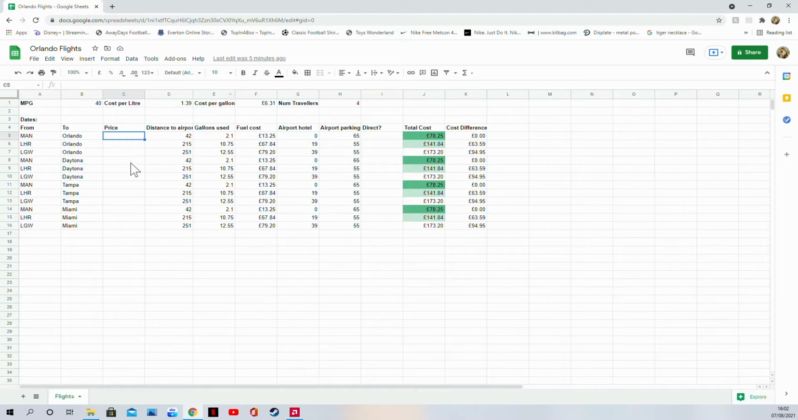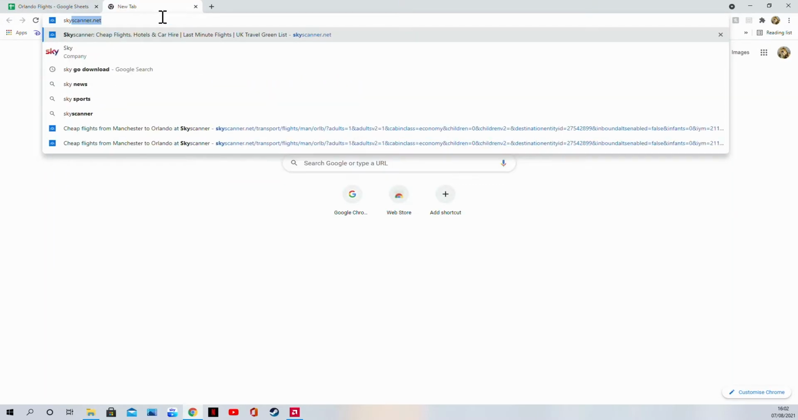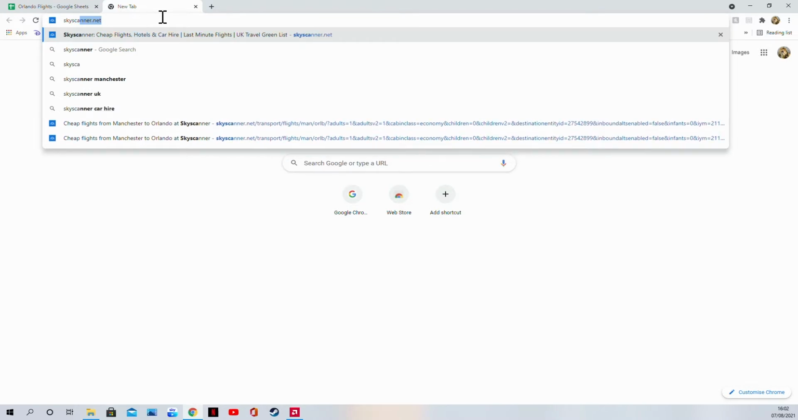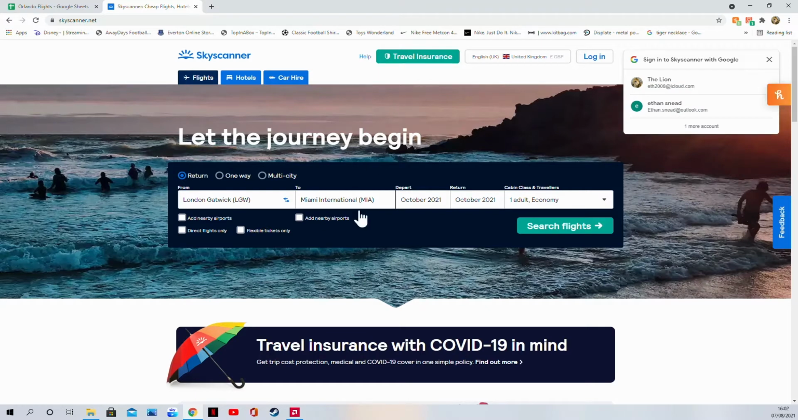I'll always research the price of a single flight for one traveller, and then I'll calculate the cost based on the number up here, because sometimes it will differ if there's only a few of us going or more of us going and so forth. What I always tend to use is a really useful tool called Skyscanner, and skyscanner.net is the web address. So you can see stuff I've been researching in the past.